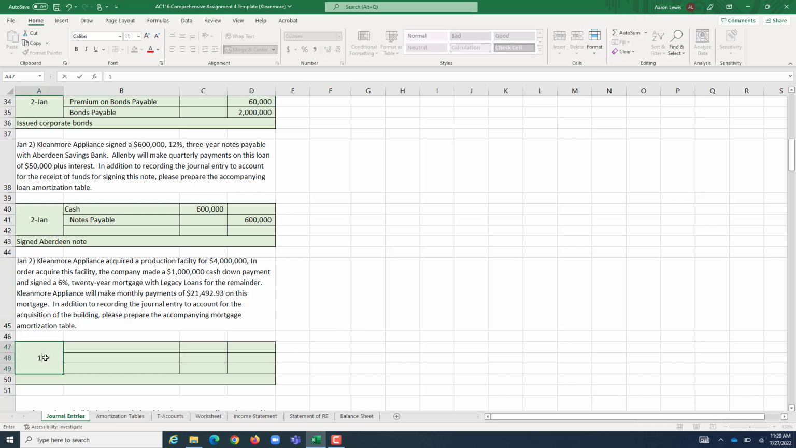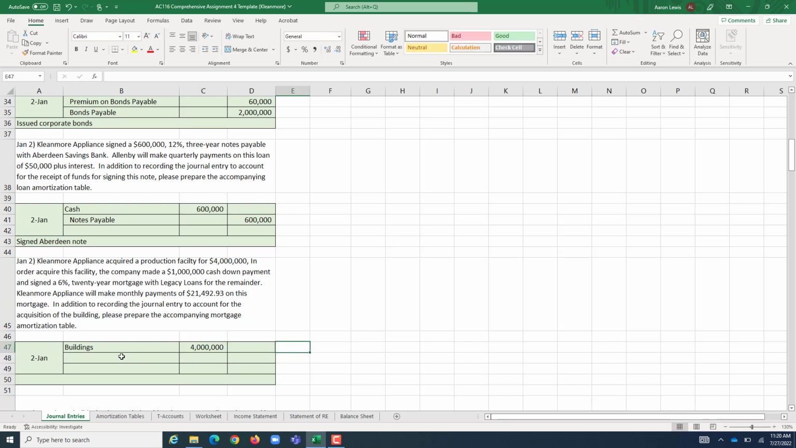So on January 2nd, let's put the entry to put the stuff on the books first. What are we acquiring? We're not getting cash here. We're doing this for the purpose of acquiring that production facility, which I'm going to book under buildings. We're going to put that on at its market value at the time we're acquiring it, which is $4 million.